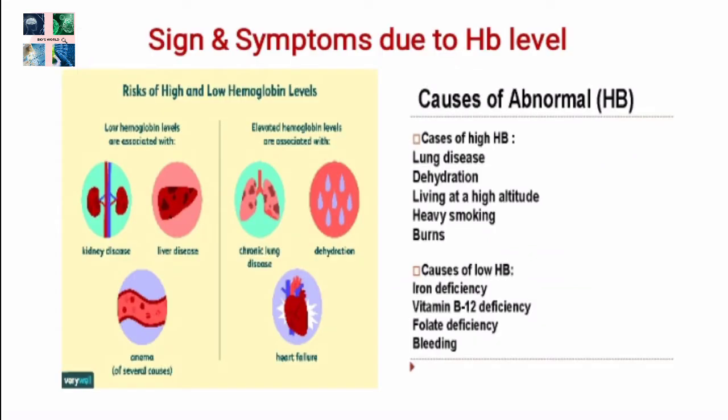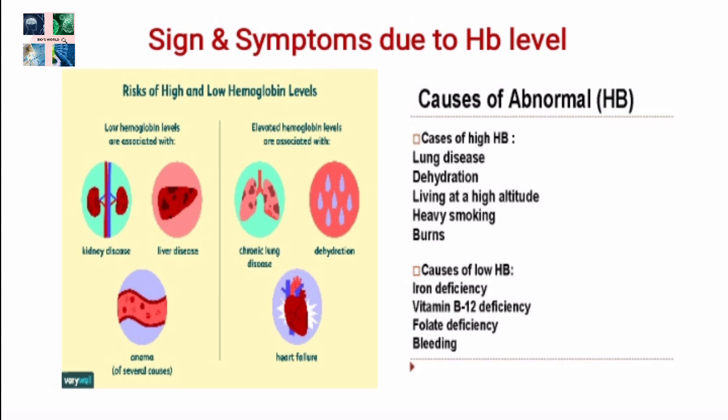Next is about the signs and symptoms due to Hb levels. A low hemoglobin level is often referred to as anemia. Causes of anemia may include anything that interferes with either the level or the function of hemoglobin or RBCs. Causes of low hemoglobin mainly include blood loss, lack of production or hemolysis.